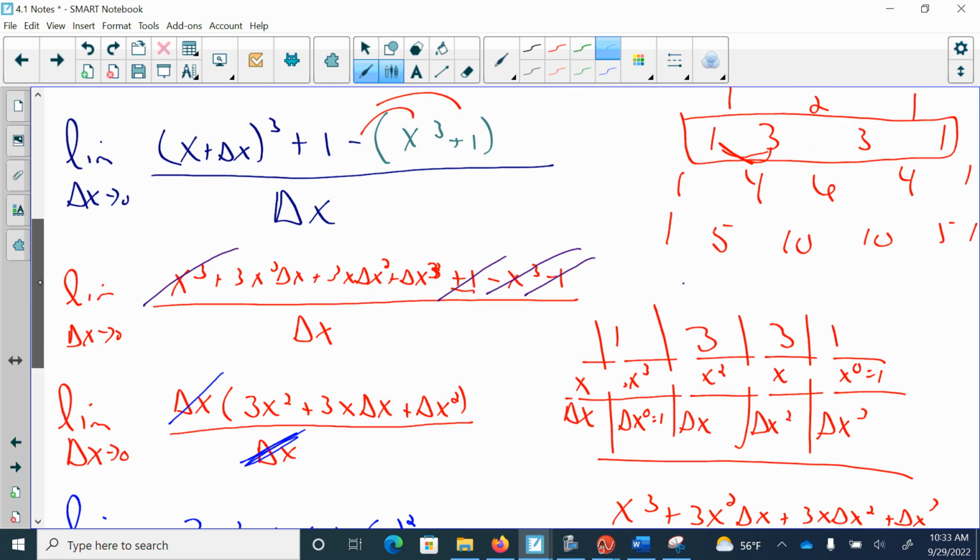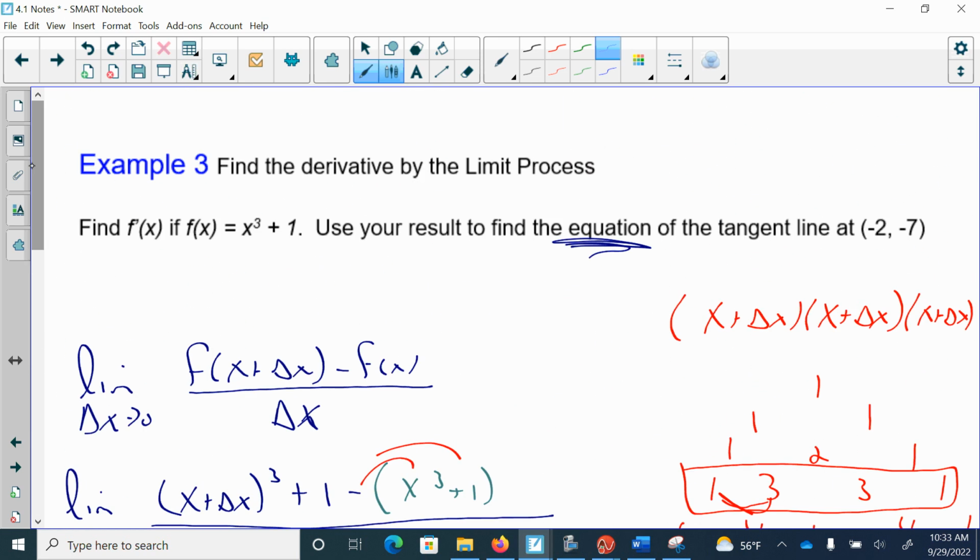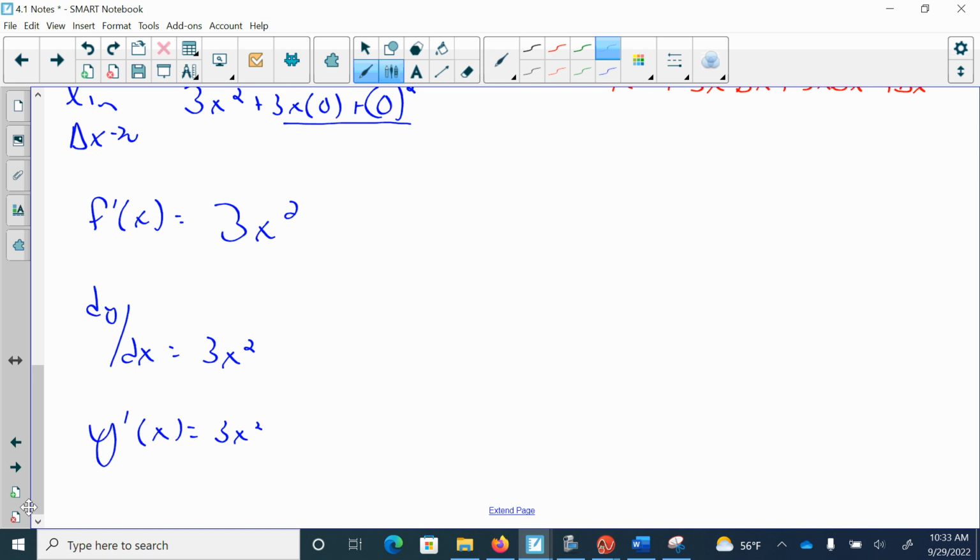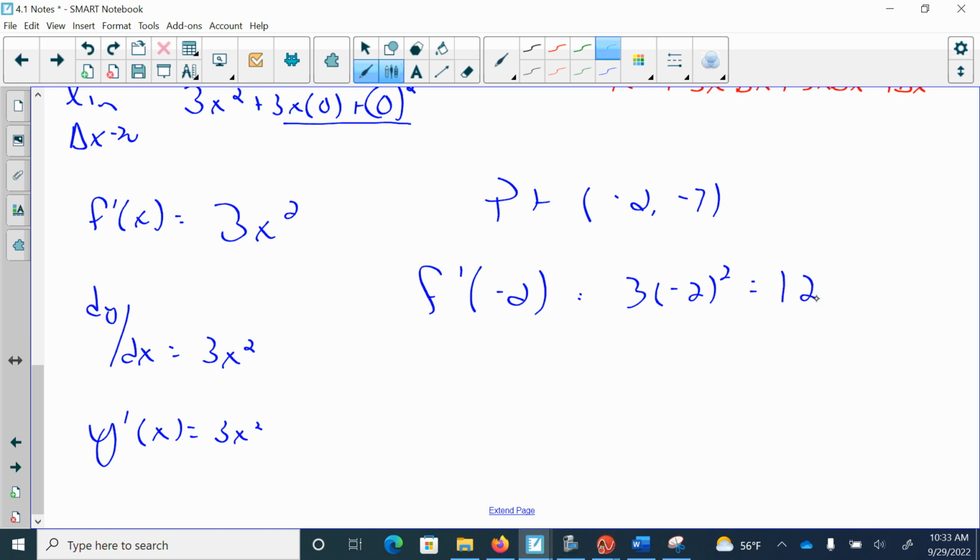Now, it wants me to use my results to find the equation of the tangent line at negative 2, negative 7. So the point is negative 2, negative 7. The first thing I'm going to do is find the derivative at that x value, negative 2. So I am going to take 3 times negative 2 squared, and I believe I get 12. So that is the slope of the tangent line at that point.